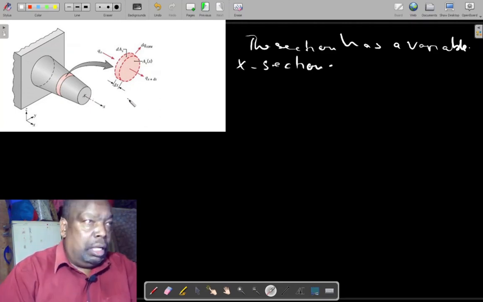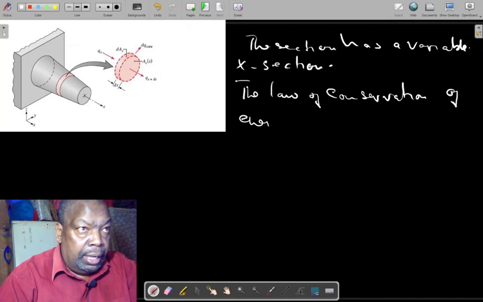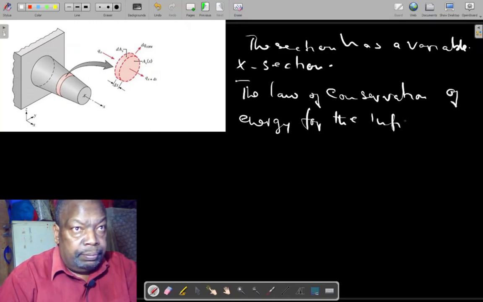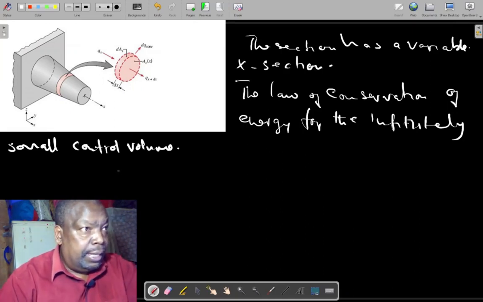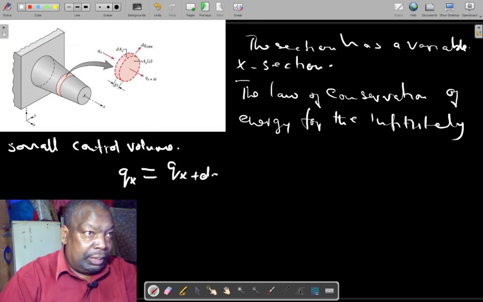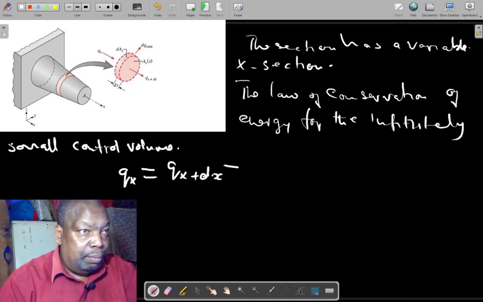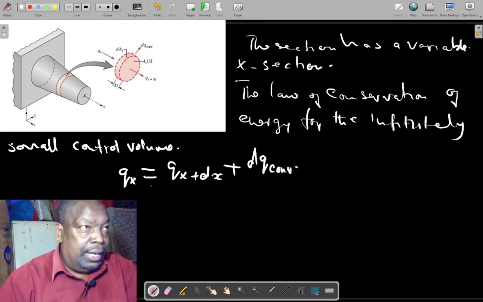Now, the law of conservation of energy for the infinitely small control volume is that Qx, which is an influx, is equal to Qx+dx, which is an outflux, plus dQ convection. That is for the small area.